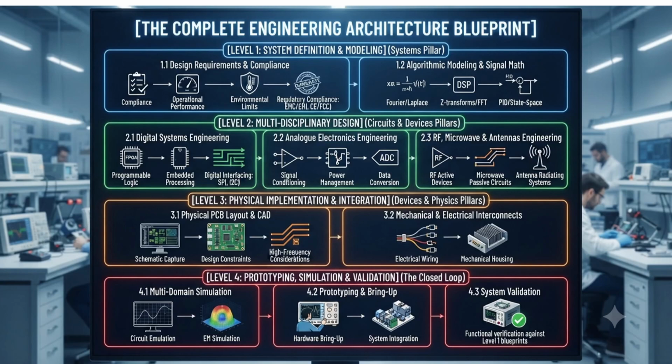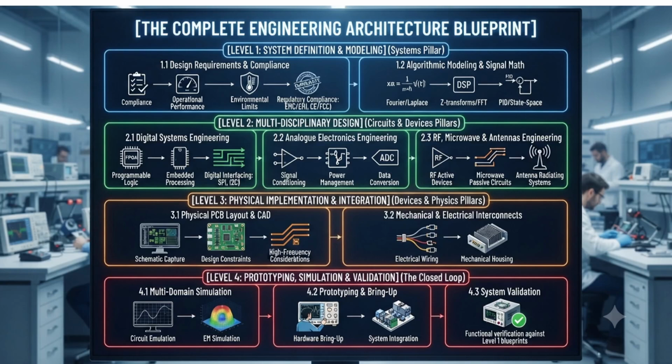Next, at level 2, we move into multidisciplinary design. Here, we branch out into digital systems engineering with FPGAs and embedded processors, analog electronics for power management and signal conversion, and high-frequency RF and antenna engineering for wireless communication.